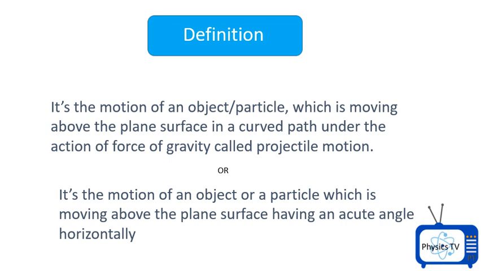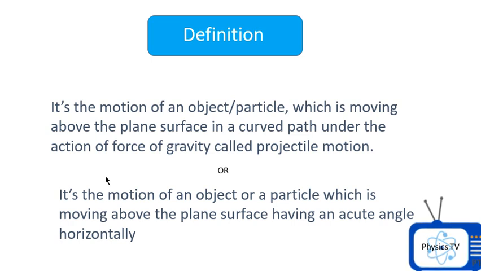In the other examples on the playground, when they throw the ball, you also observe the same thing: the ball had a curved path and an acute angle with the horizontal surface. Such type of motion is called projectile motion. We can conclude the definition now: the motion of an object or particle which is moving above the plane surface in a curved path under the action of the force of gravity is called projectile motion.